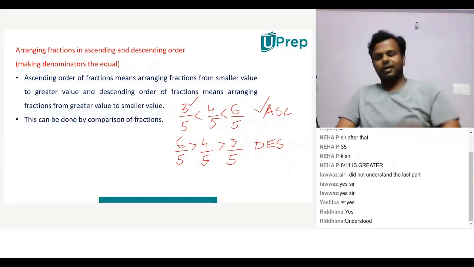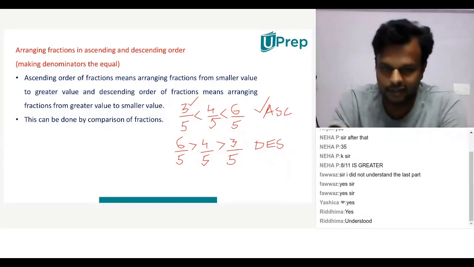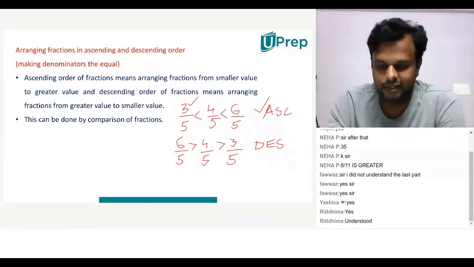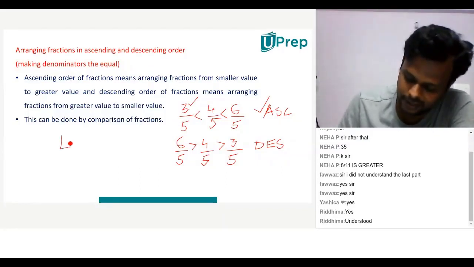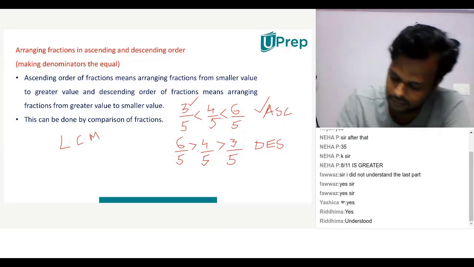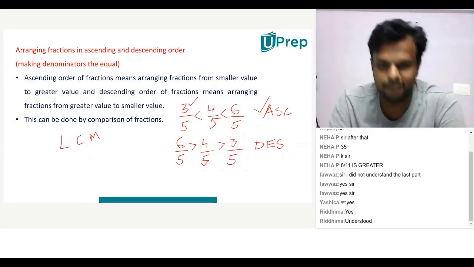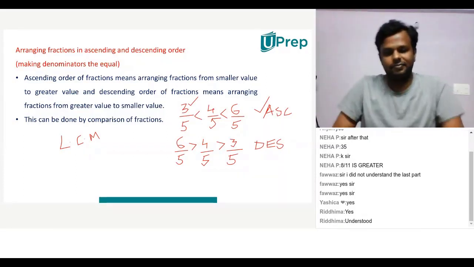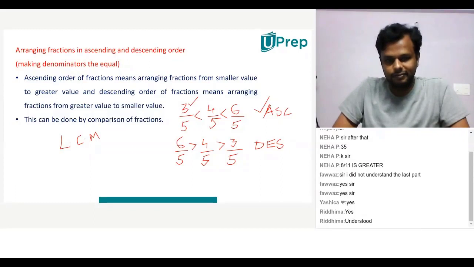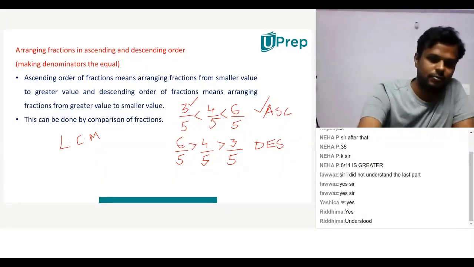Now, what if the fractions are not like? If the fractions are not like, what do we do? We again do the LCM, isn't it? We write the LCM, like the method we did just before, right? Yes. So we take the LCM and then we solve the things. Children, is that clear? Yes, sir. We also had noted. Okay.